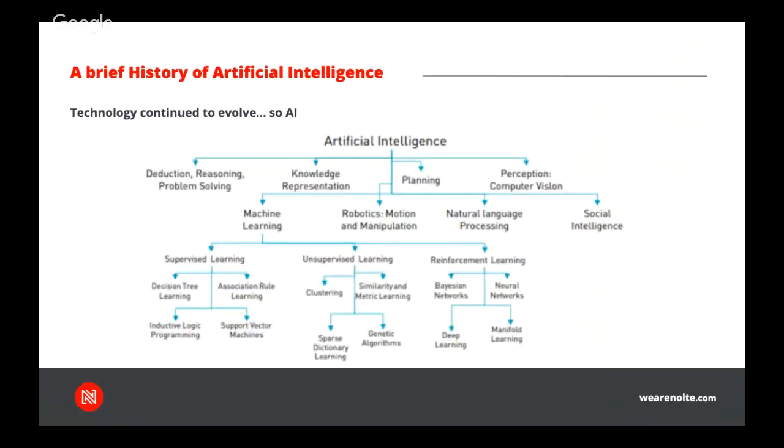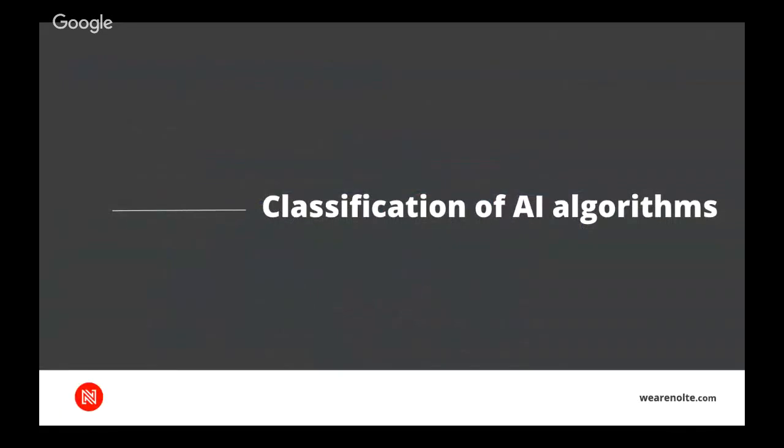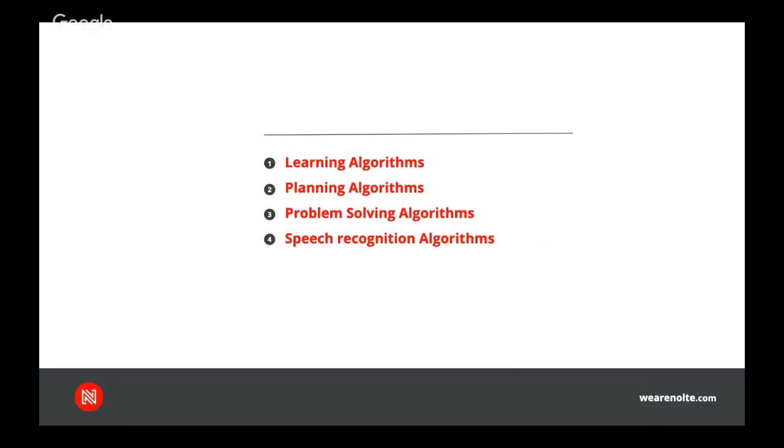So time still passed, and now artificial intelligence has a lot of branches and a lot of professionals that are devoted to most of these ways to make human life easier. But for time's sake, we're going to talk about the original classification of the artificial intelligence algorithms, which are learning, planning, problem solving, and speech recognition algorithms.